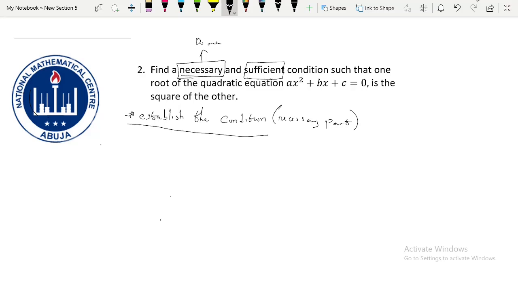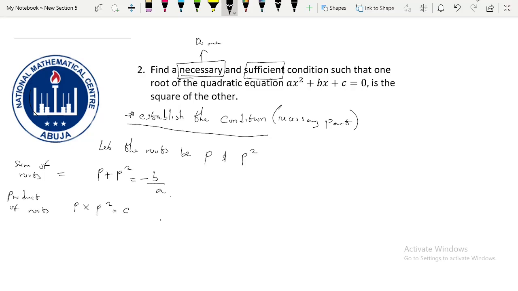So you can say that the roots of the equation be p and p squared, since one is the square of the other. So we know that p plus p squared is minus b over a. This is the sum of roots. And we know the product of roots is p times p squared, which equals c over a.